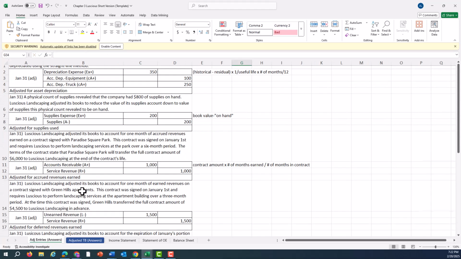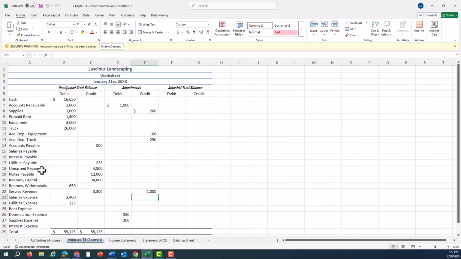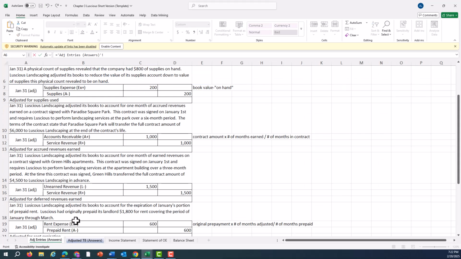Moving on down the line, three entries done. The fourth entry has a $1,500 debit to unearned revenue. So let me grab that first and bring it over to my adjustment section of my worksheet. Unearned revenue needs a $1,500 debit, so I'm going to put it in the debit column. And then the other side of this is a $1,500 credit to service revenue.